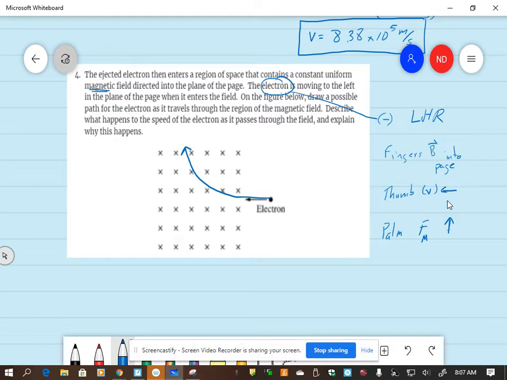That's a possible path. Who knows how the strength is? Is it going to be a really tight spiral? Is it going to be a gentle spiral? We don't know, but it's curving up. Describe what happens to the speed as it passes through. The speed doesn't change. It doesn't gain speed or lose speed, but it does change direction.